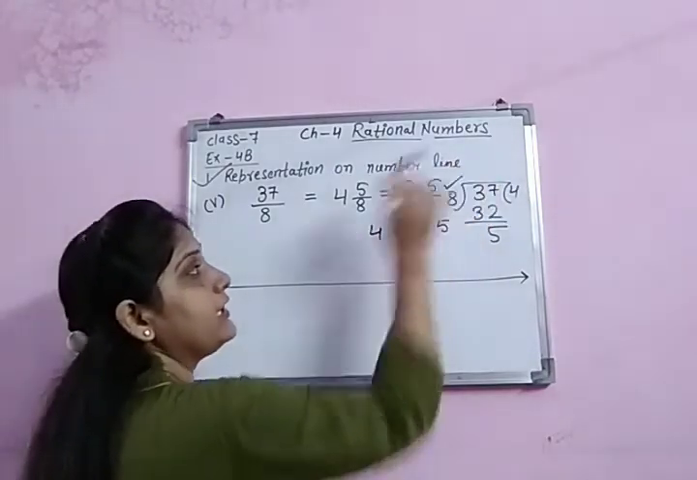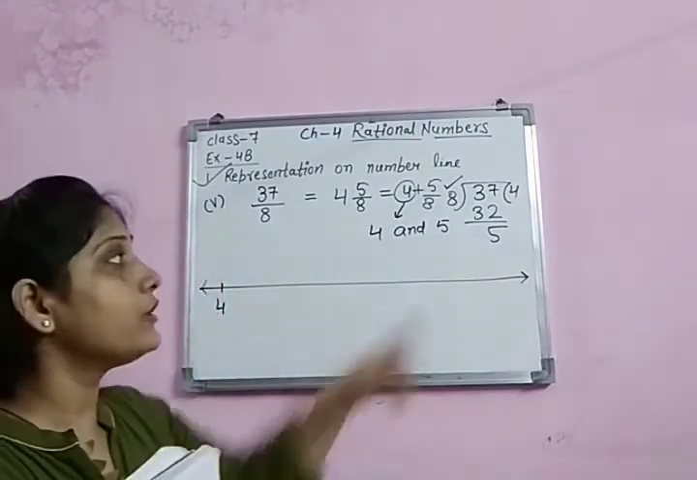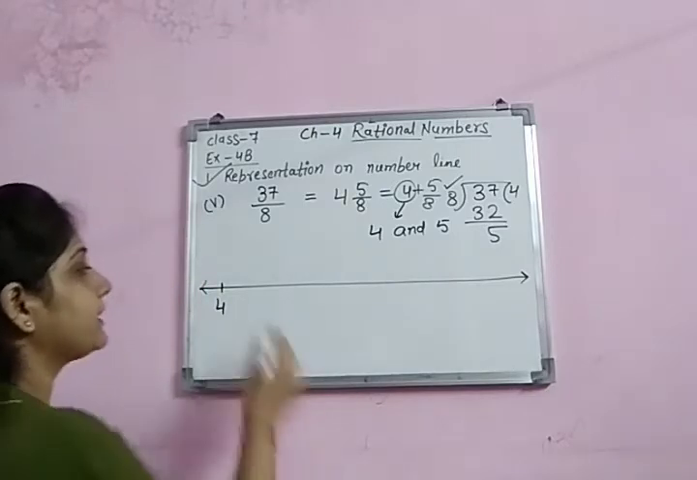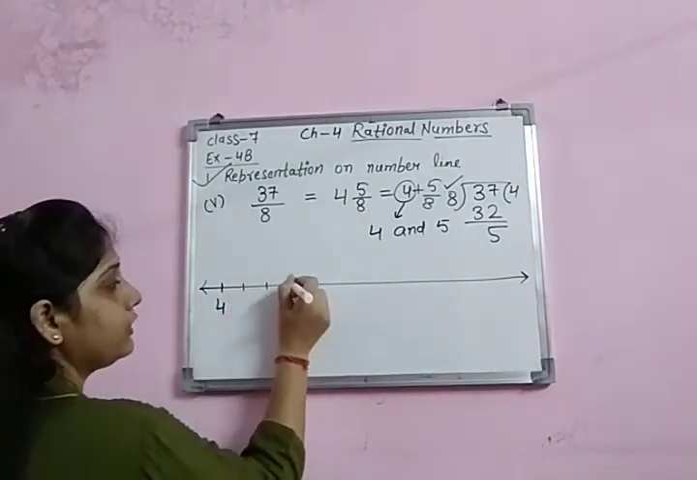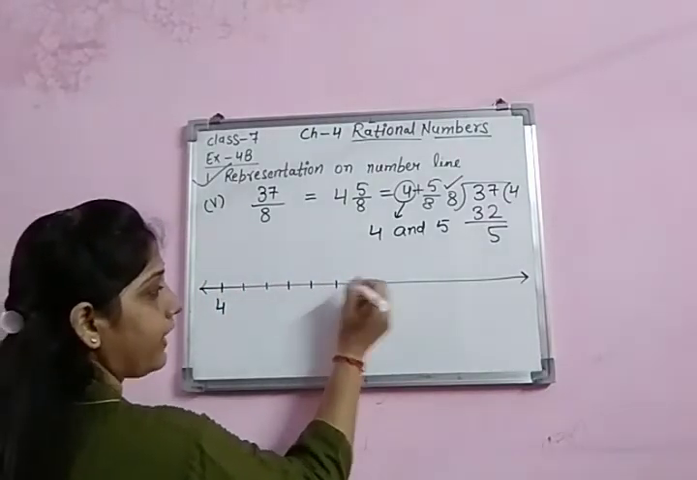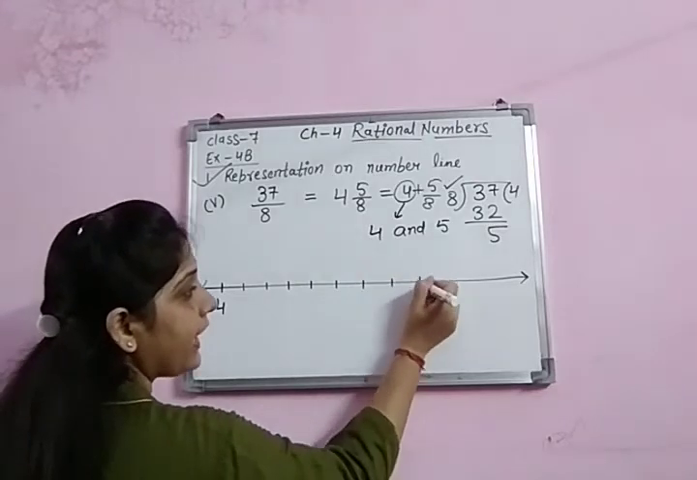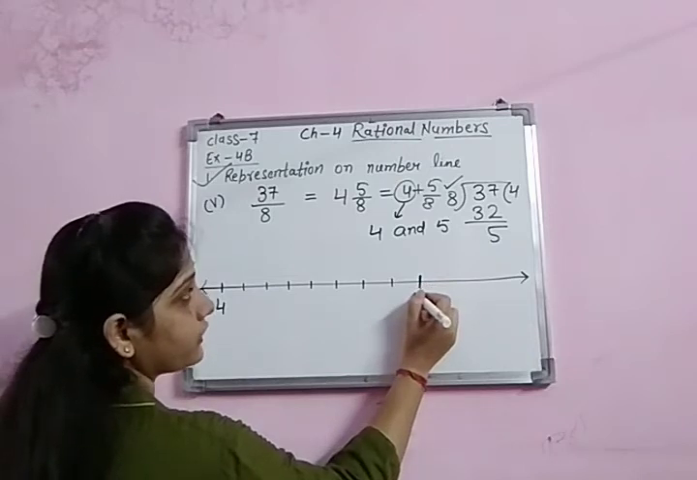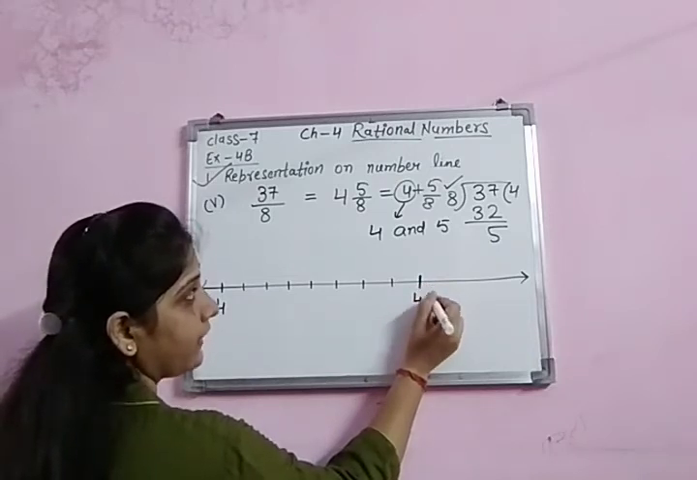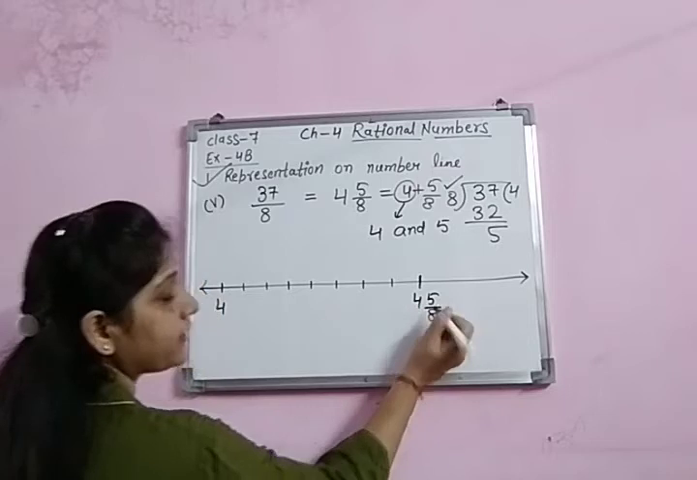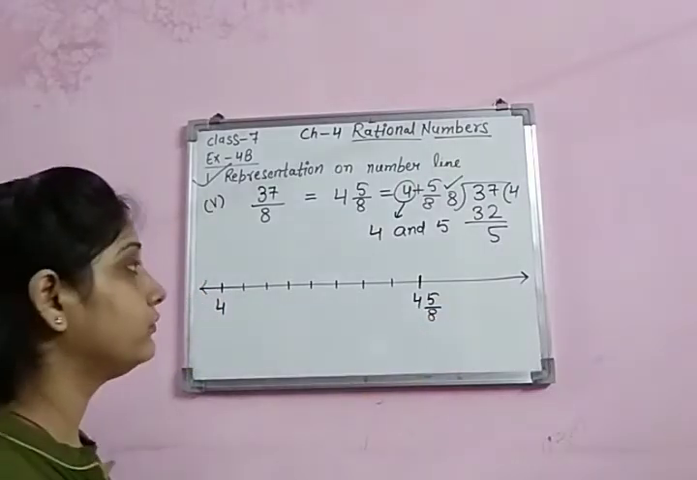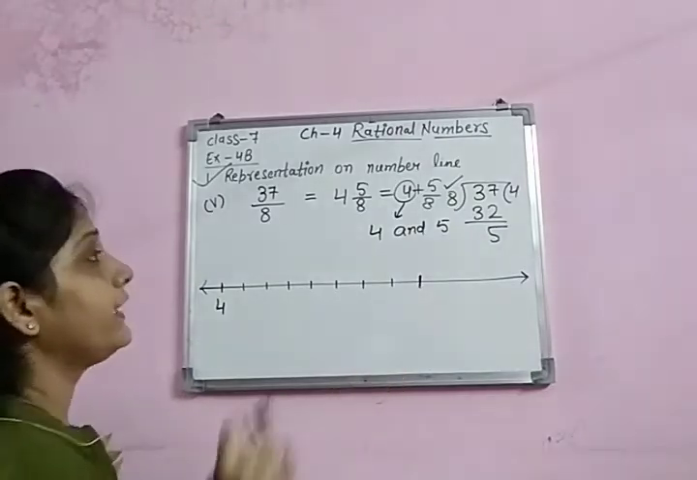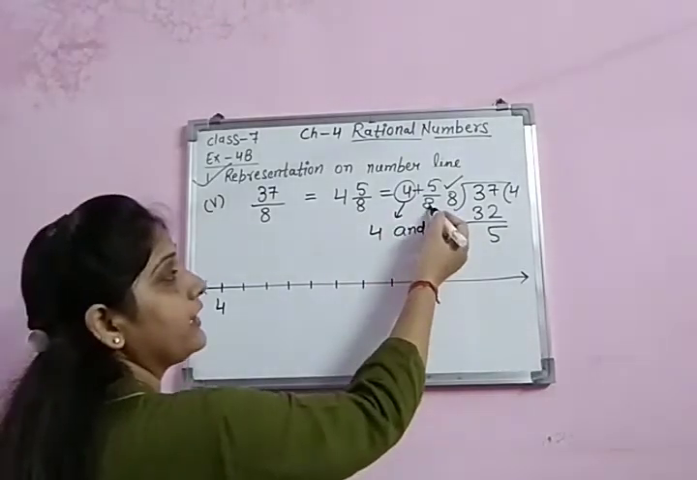And now see this proper fraction. What is the denominator? 8. So we have to make 8 equal parts. 1, 2, 3, 4, 5, 6, 7 and 8. This 8th part tells me what? I have to write it as 4, 5 by 8, or what I can do. Sorry. When I am doing 8 equal parts.